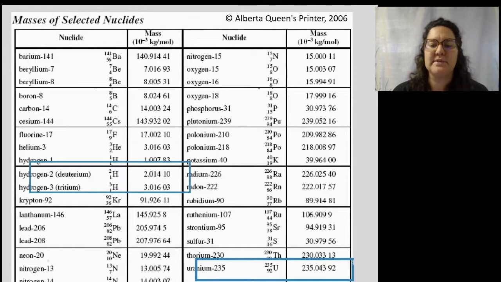So here's the mass of different selected nuclides from your chart. We can see that we have 2 different berylliums, second from the top, depending on their proton and neutron count, which changes their mass number, but their atomic number, 4, stays the same. And we have a few different hydrogens, which we're going to use very often, and uranium, which we'll also use quite often in nuclear reactions.